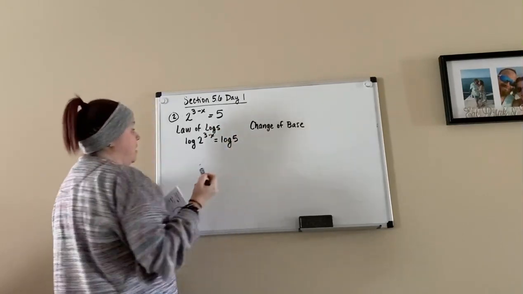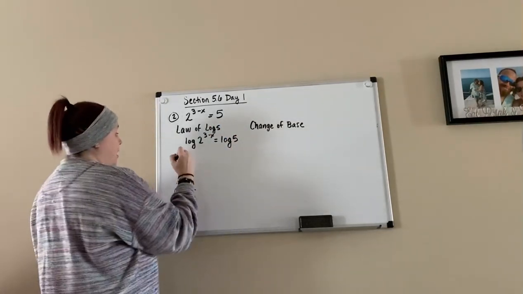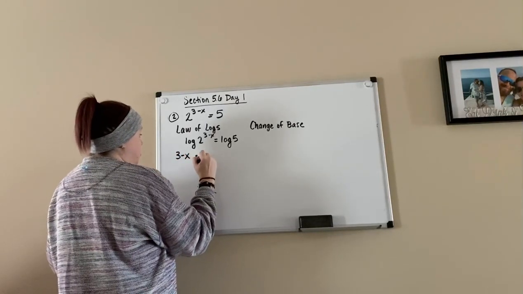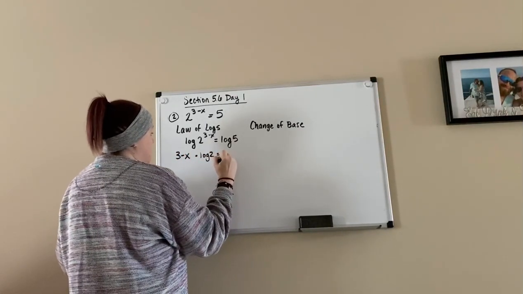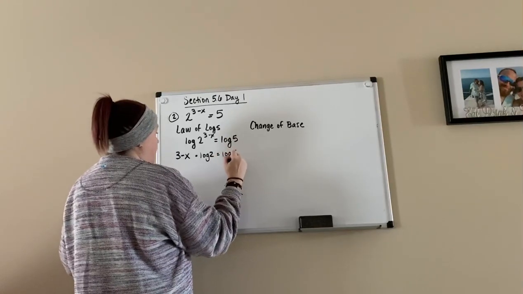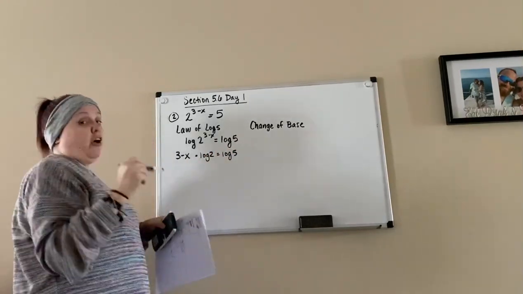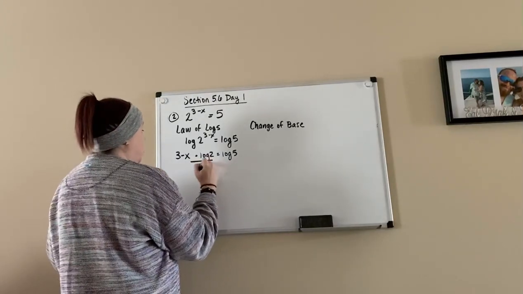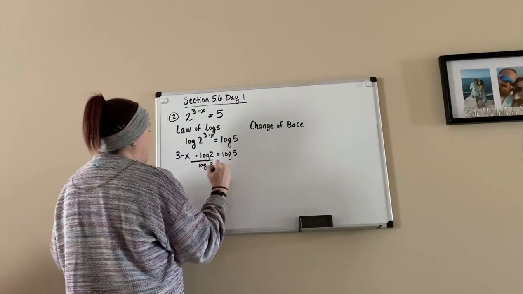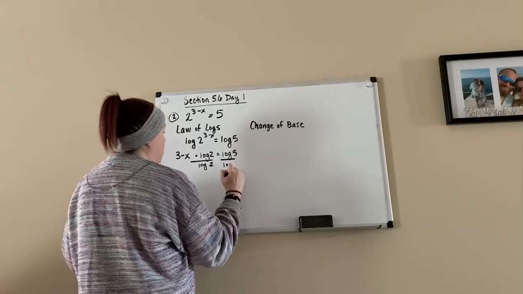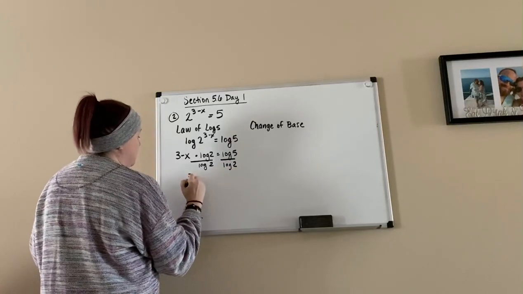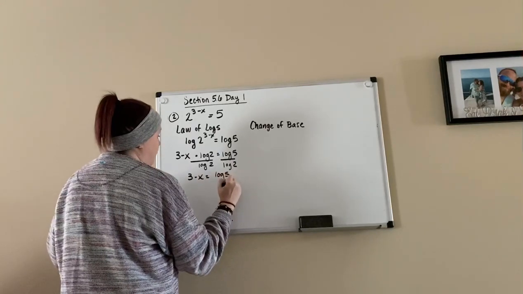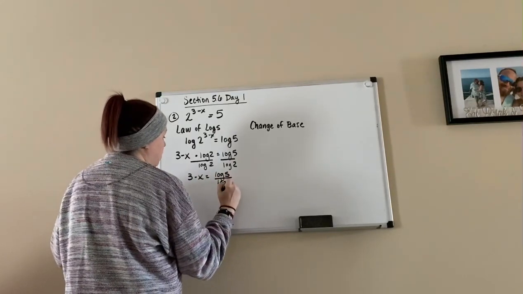And this 3 minus x is still going to fall down to the other side. So it's going to be 3 minus x times log of 2 equals log of 5. And I'm still going to divide by the log of 2 just like I did before. So I'm still going to divide this side by log of 2. I'm just going to be left with 3 minus x. So I'm going to have log of 5 divided by log of 2 over here.